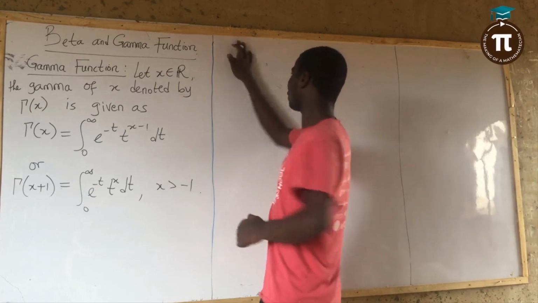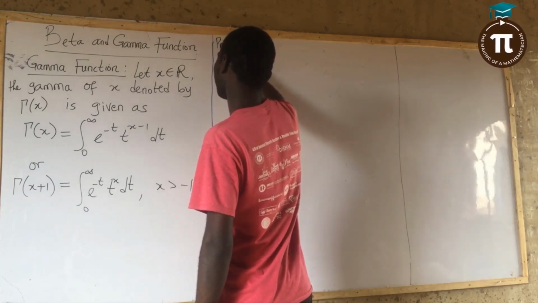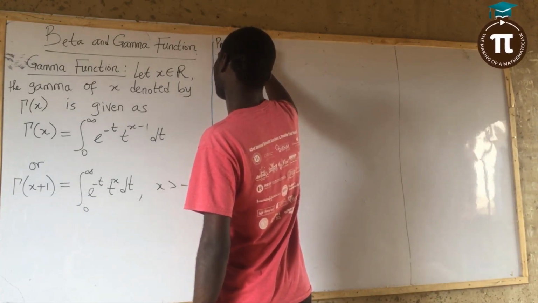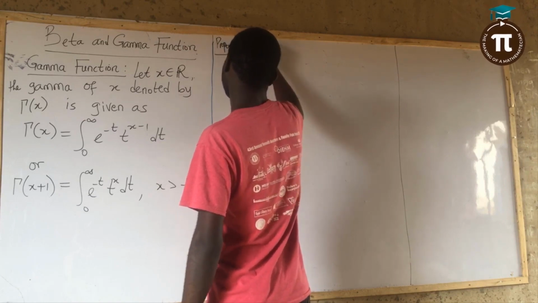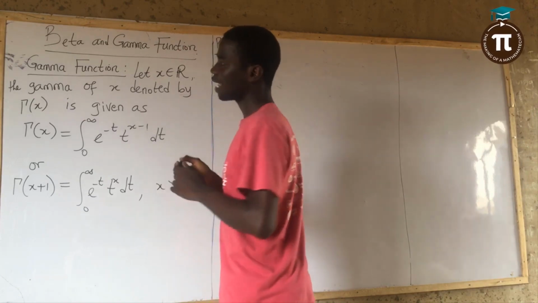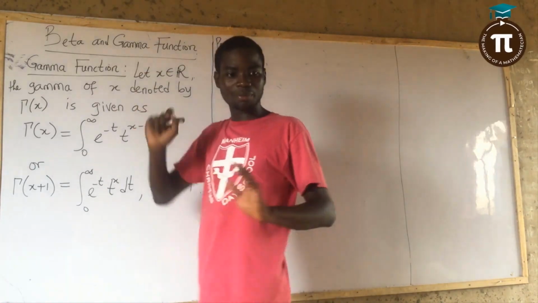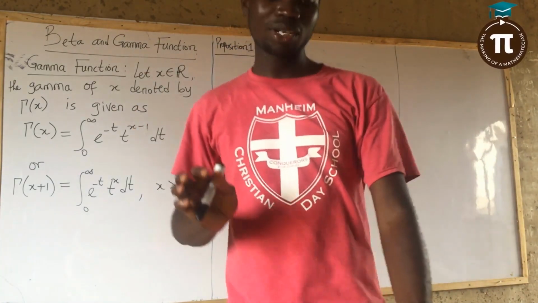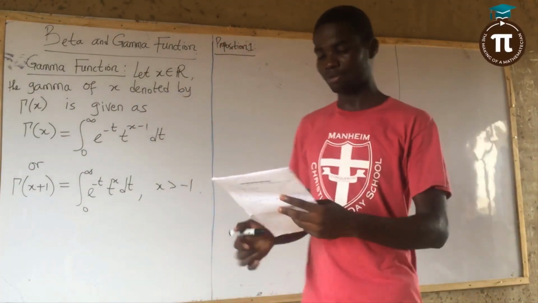Now there are some propositions you need to know. Proposition 1. So in reality we are in the first item of the beta and gamma function. This is the first thing we are looking at in beta and gamma function.